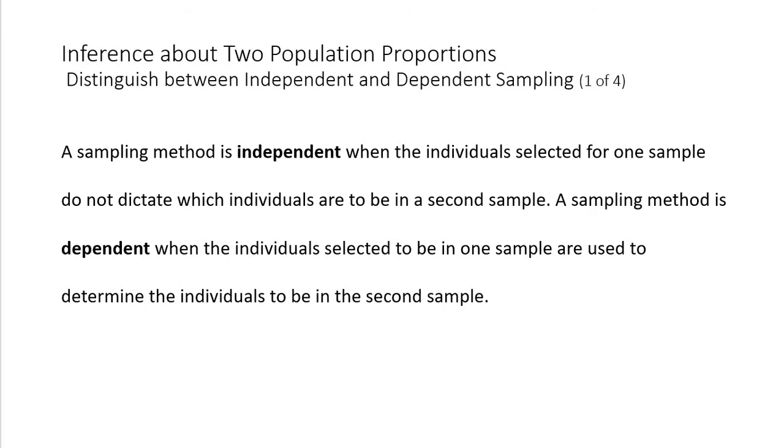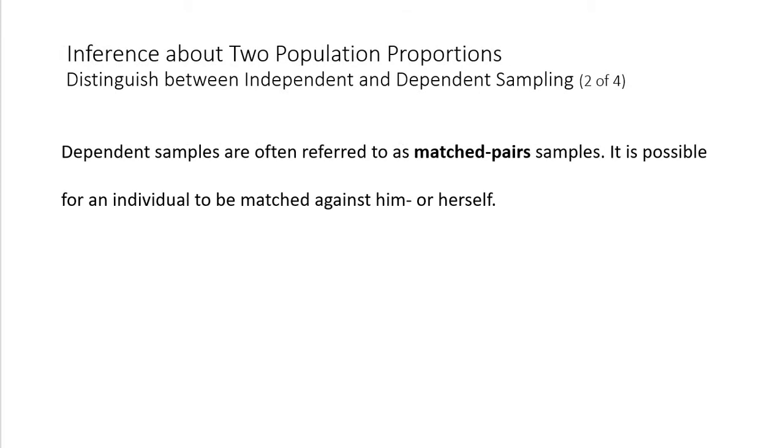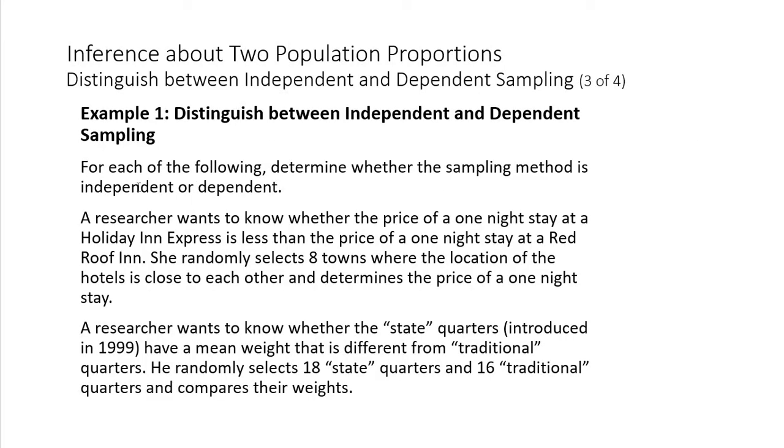A sampling method is independent when the individuals selected for one sample do not dictate which individuals are to be selected for the second sample. A sampling method is dependent when the individuals selected to be in one sample are used to determine the individuals to be in the second sample. Dependent samples are often referred to as matched pairs samples. It is possible for an individual to be matched against him or herself. Let's look at two examples to see the difference between independent and dependent sampling.